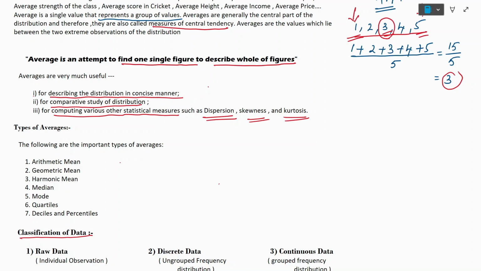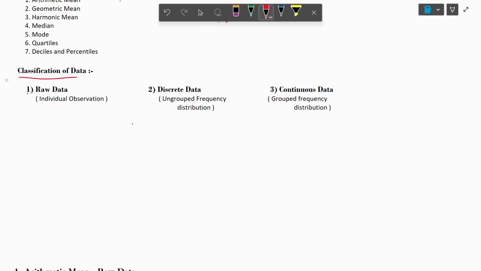For that, let us consider an example to understand the classification of data. We are going to learn three different classifications of data, that is raw data, discrete data and continuous data. Raw data, that is individual observations. Discrete data, that is ungrouped frequency distribution or ungrouped data. Continuous data, that is grouped frequency distribution or grouped data. Before learning the arithmetic mean, we have to identify all these different types of data.